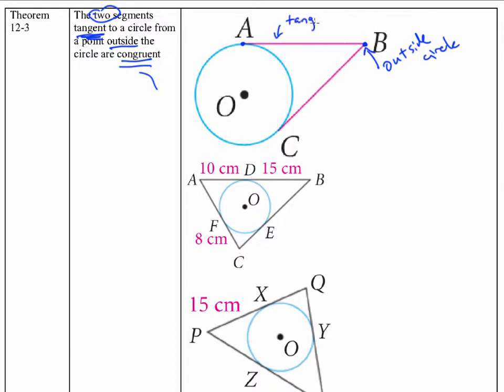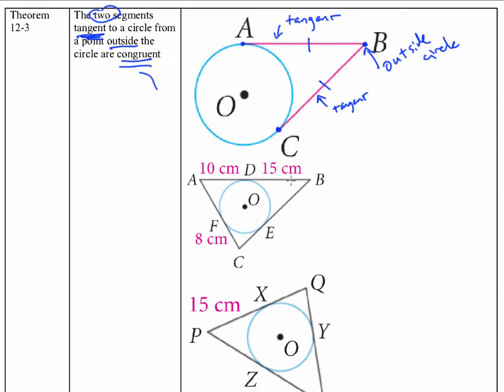And, let's say tangent. And here's another tangent. So it says if I've got two lines coming from a point outside, they're both tangent, then I can say that these two must be tick, tick, congruent. So what does that mean for us?